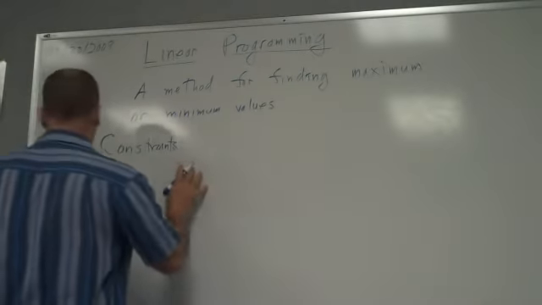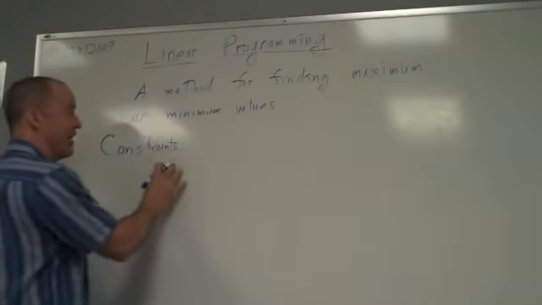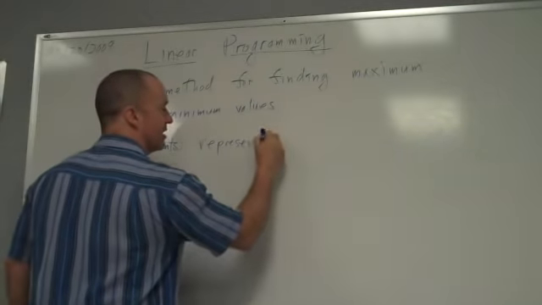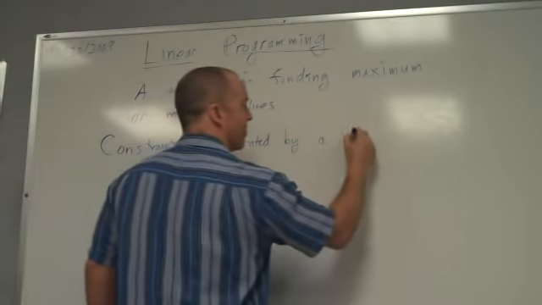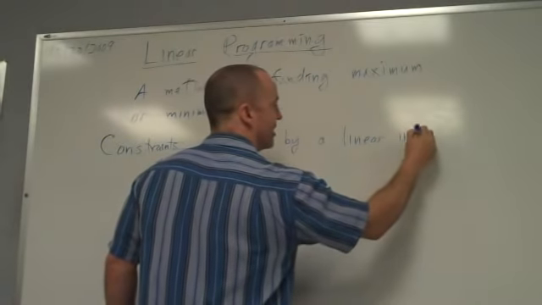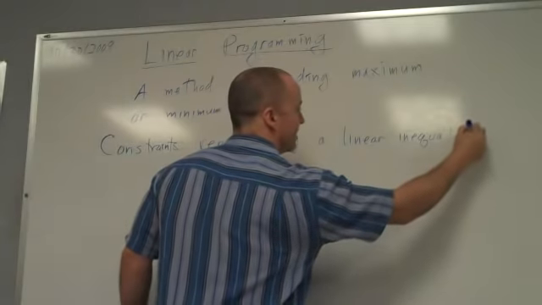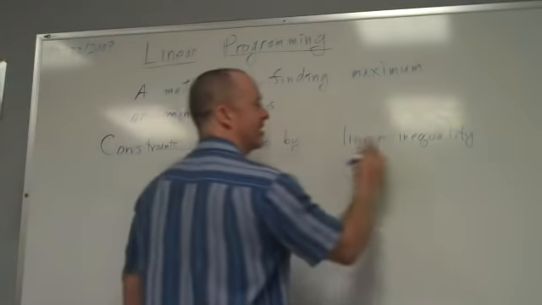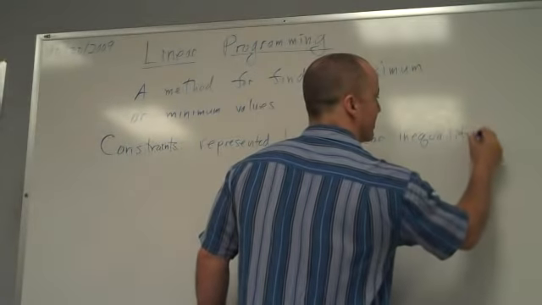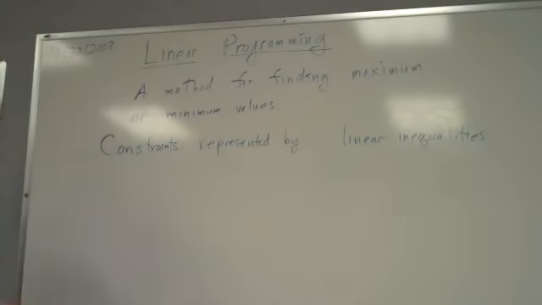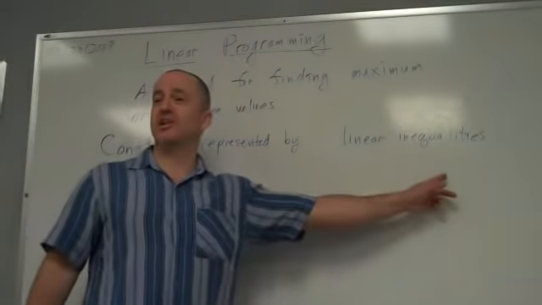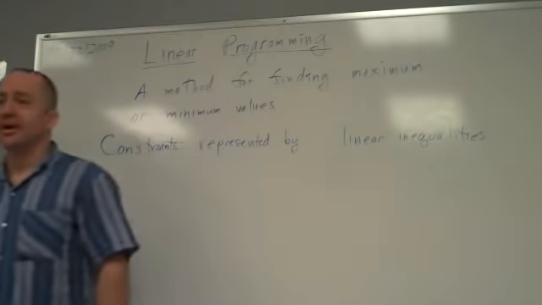Okay, a constraint, for math purposes, will be represented by a linear inequality. Remember linear inequalities? Actually, they'll be represented by multiple linear inequalities. Sorry for those of you who are keeping up. The constraints will be represented by multiple linear inequalities. I didn't write multiple, but I'm saying it. Represented by linear inequalities. Feel free to write it.